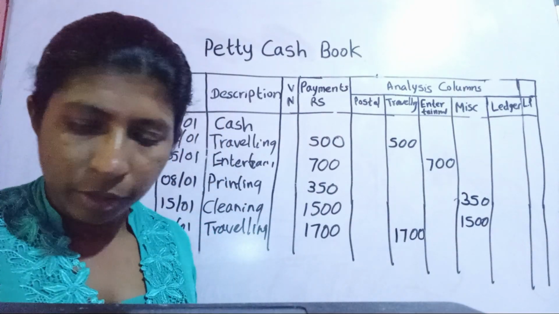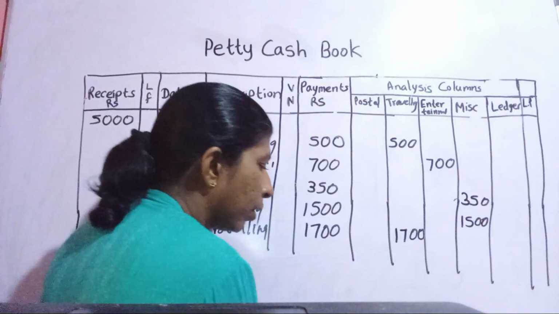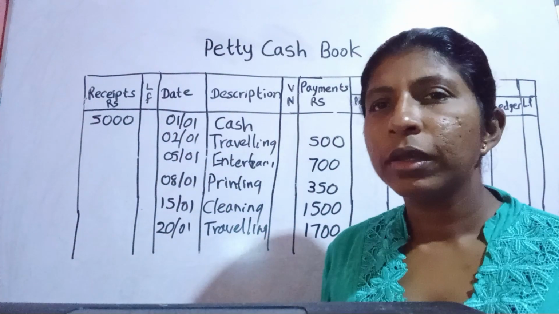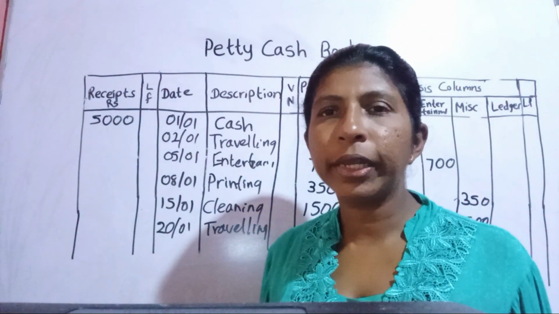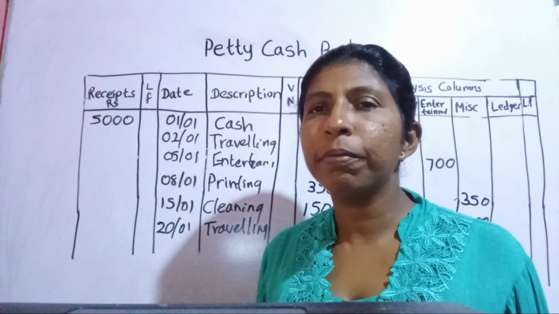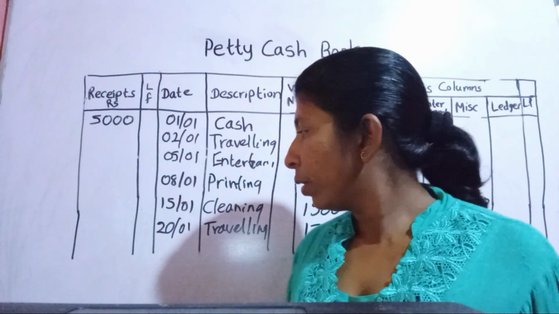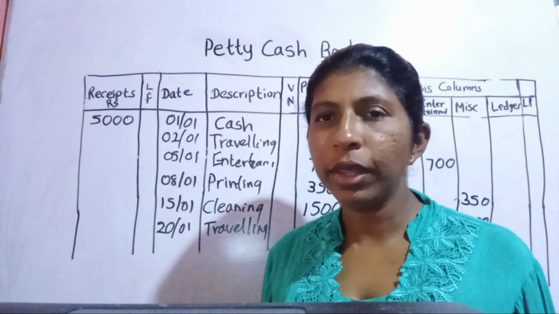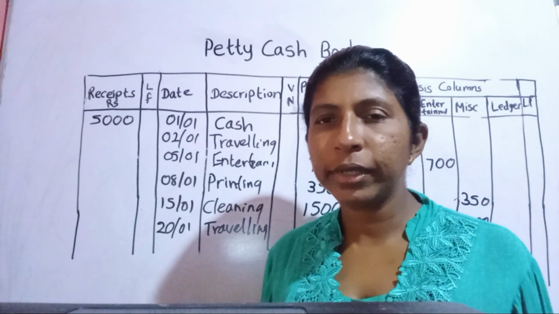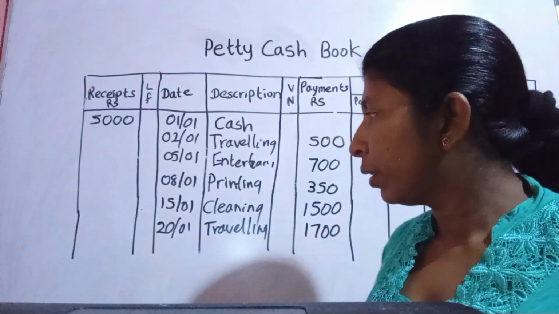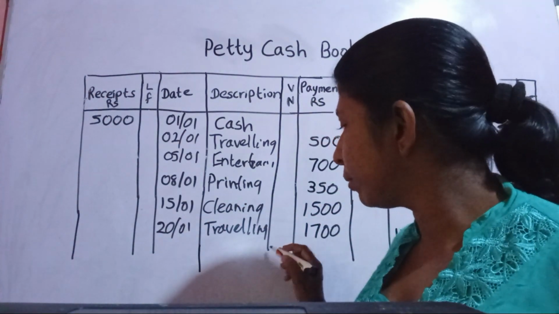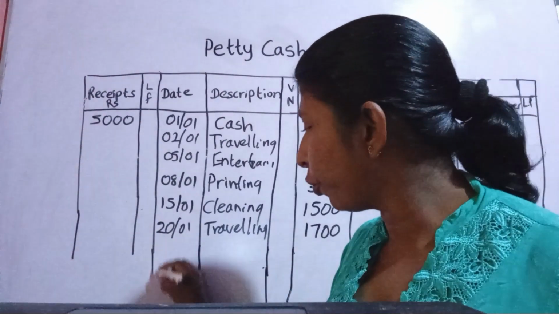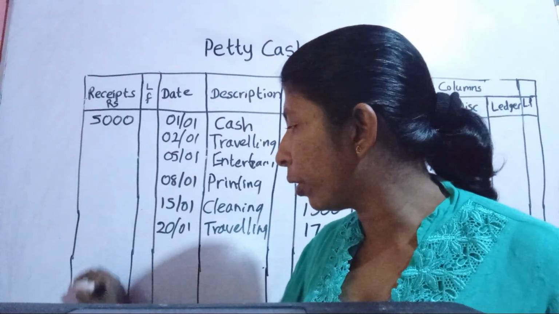Okay, then imagine, as the next transaction, imagine that this petty cash imprest has been reimbursed on 21st January. Then, when we reimburse this petty cash expenses, we have to get the totals of all these columns.